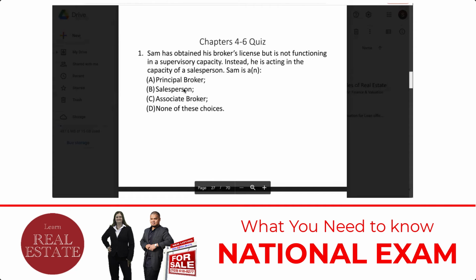Okay? Salespeople have salesperson licenses and brokers have broker licenses. And the broker's licenses, they have two choices. They could be a principal broker or an associate broker. Those are their choices. As an associate broker, they could either be in a supervisory capacity or a salesperson, but a principal broker is a supervisory capacity. They have to be a supervisor. They don't have any choice.